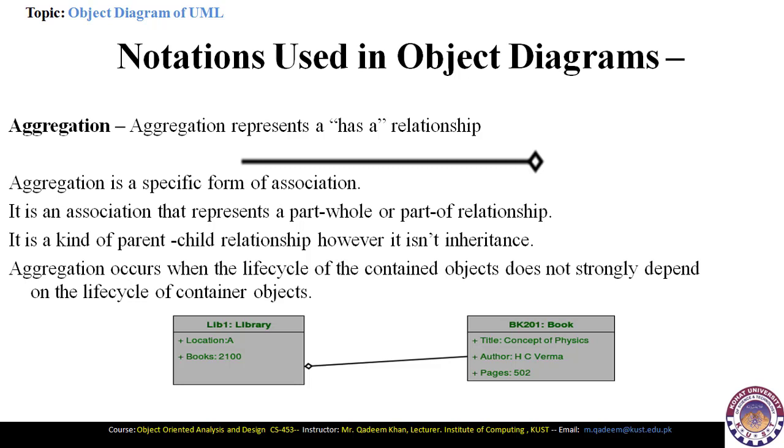So aggregation occurs when the life cycle of the contained objects doesn't strongly depend on the life cycle of the container objects. So here one object is not fully dependent on another, but it is partially dependent. Here is the example.